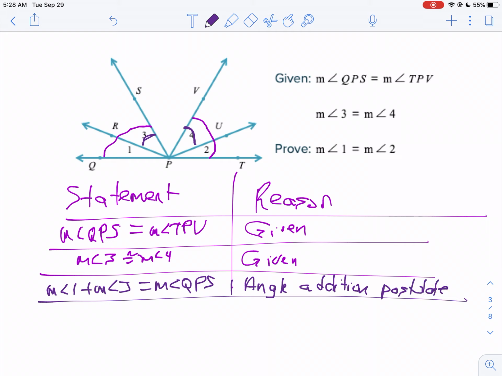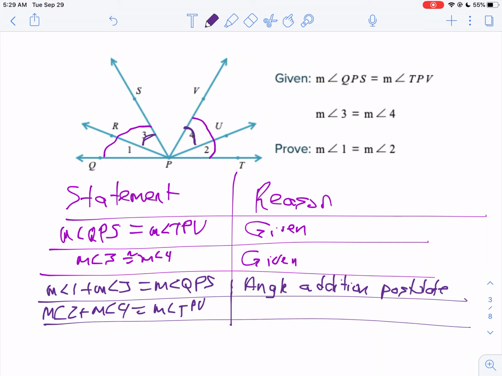And we'll do the same thing for TPV. The measure of angle 2 plus the measure of angle 4 equals the measure of angle TPV. Angle addition postulate.